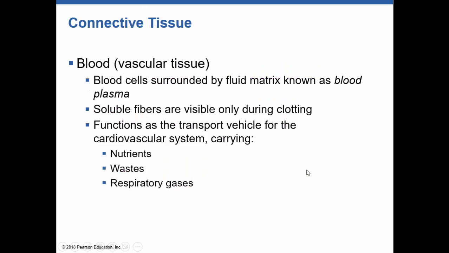Blood is our last connective tissue and the softest, and actually not really even solid in any way. So blood cells are surrounded by a fluid matrix known as blood plasma.